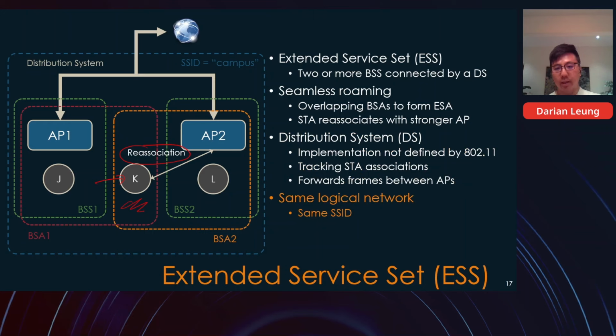Because the ESS is a single service set, all of the BSSs are under the same SSID, meaning they belong to the same logical network. However, each BSS still has its own BSSID, and from a user's perspective, they will remain connected to the same Wi-Fi network while roaming, and never even notice that they've switched APs.